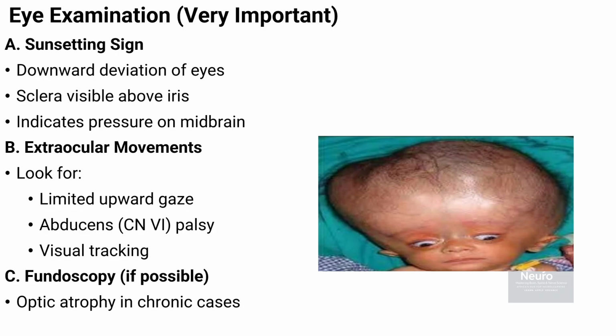Next, assess extraocular movements. Look for limited upward gaze and signs of abducens nerve, cranial nerve 6, palsy, which may present as lateral rectus weakness. Observing visual tracking helps assess ocular motility and overall visual function, although intact tracking does not rule out raised intracranial pressure. If feasible, perform fundoscopy.